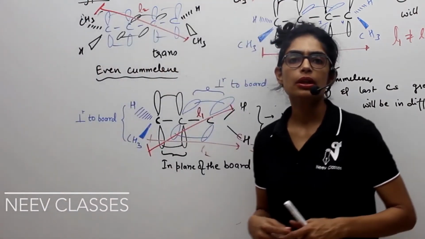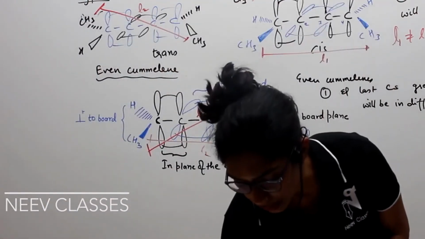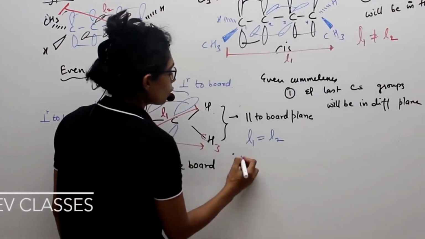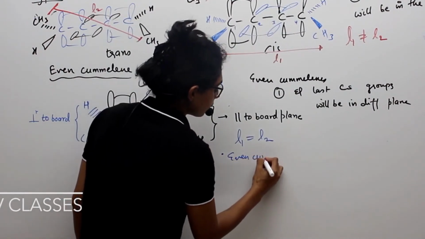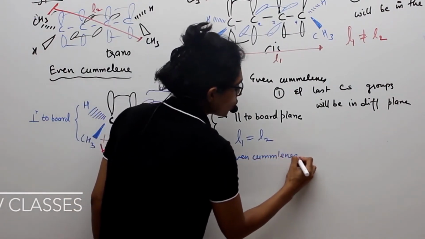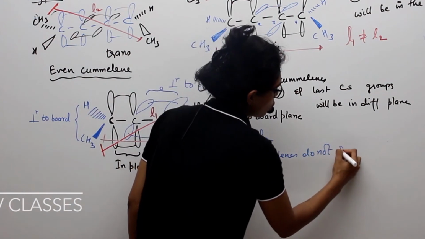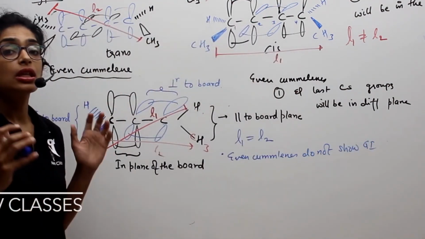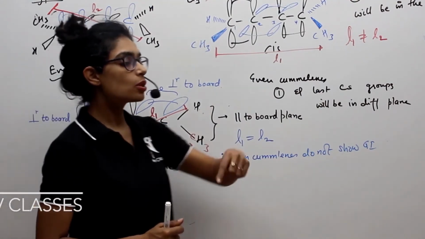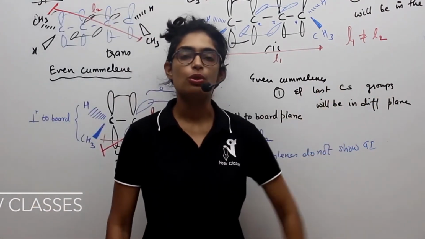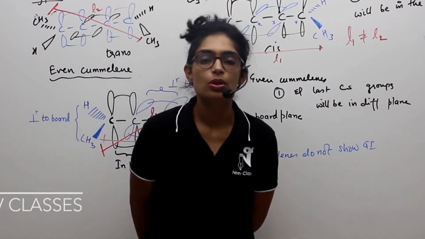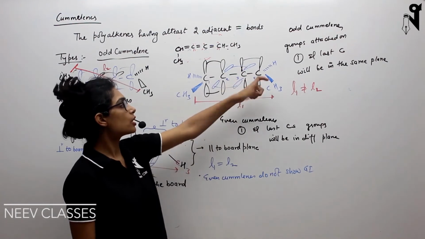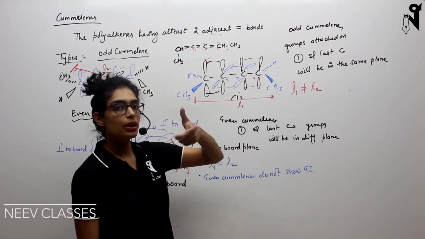So just remember, every time you get a question, you don't have to draw the structures like that. What you have to understand is, even cumulenes do not show GI, whereas odd cumulenes do show GI. Odd cumulenes means an odd number of adjacent pi bonds. So odd cumulenes always show GI because their L1 and L2 lengths keep changing when you change their arrangement.